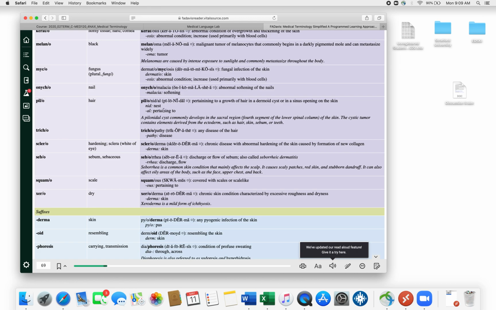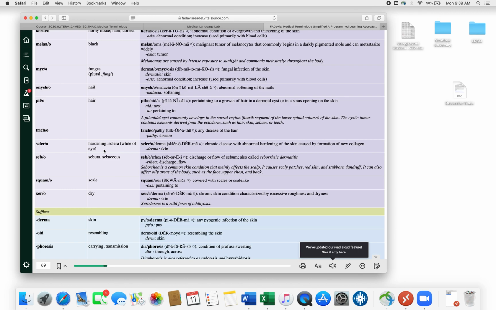Hair pilo. So a pilonidal cyst is a tuft of hair in a cyst. Also, it could be in a dermoid cyst. Oid, it's resembling the skin. It's not skin, but it looks like it. Trichopathy is pathy, disease. Tricho also means hair. Or trichosis, an abnormal condition of hair.